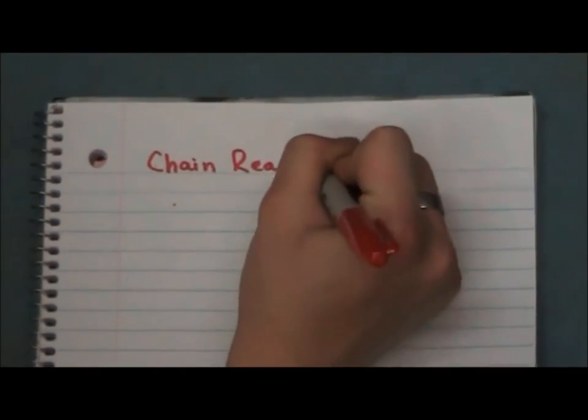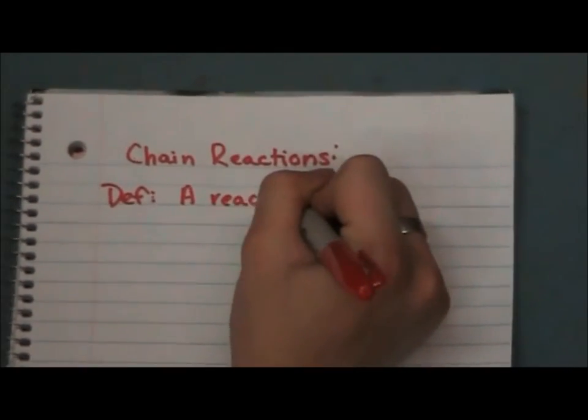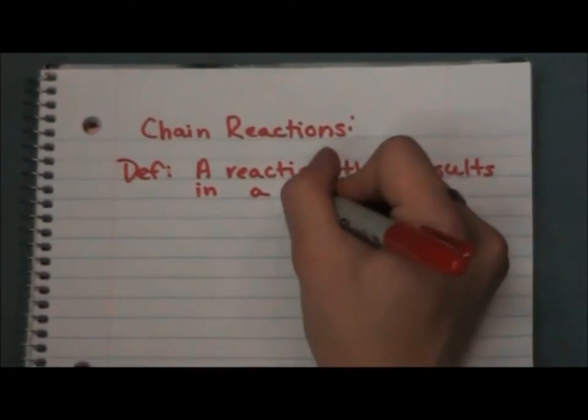Today we are going to learn about chain reactions. First off, the definition of a chain reaction is a reaction that results in a product necessary for the continuance of a reaction.